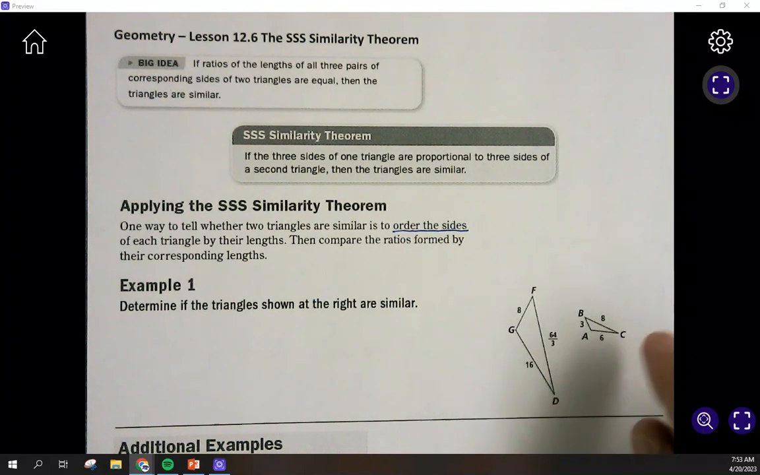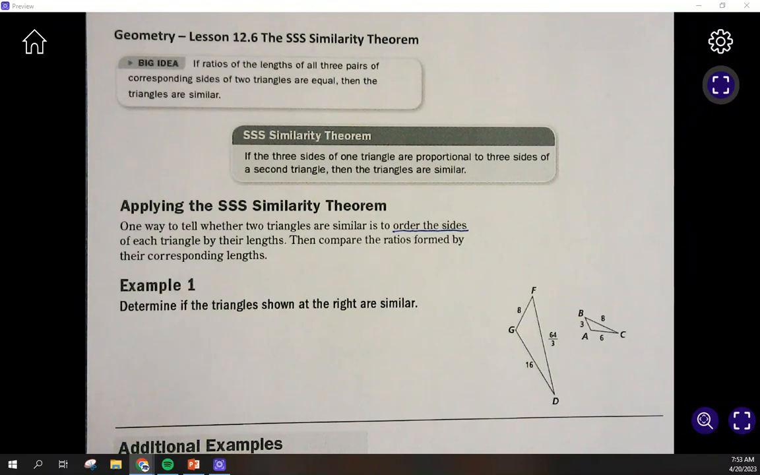Now in this picture, it's pretty easy to match up which sides go with which, but it's not always true. And you'll see on the next example right below it that you're just given numbers and you're not given a picture. So how do you match up the correct sides? Well, it's pretty straightforward. You just put them in order. The smallest side goes with the smallest side. The biggest side goes with the biggest side.